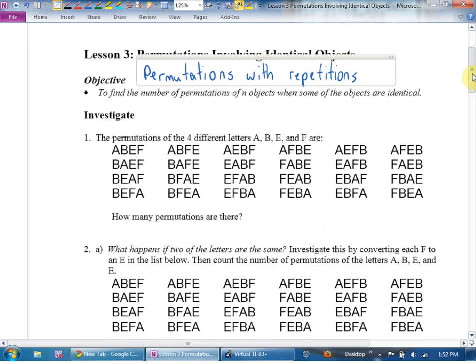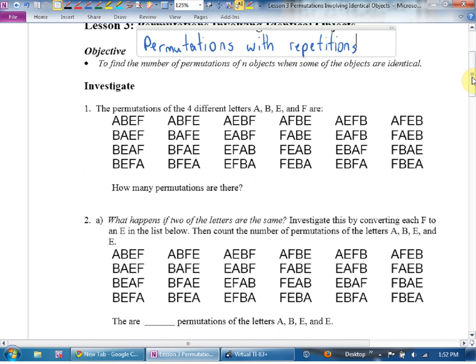And what we're going to do is a little experiment here. The permutations of the four different letters A, B, E, and F are, now I've listed them for you. How many are there? Oh, no, don't count, because we want to count without counting. How many letters are there grand total? Four. P, four. We're picking all four.